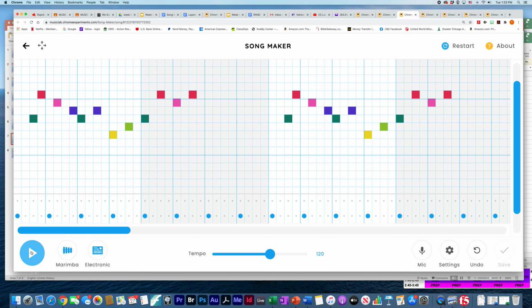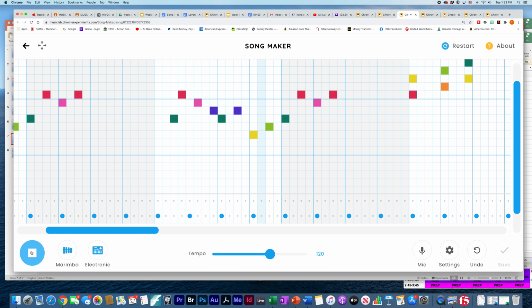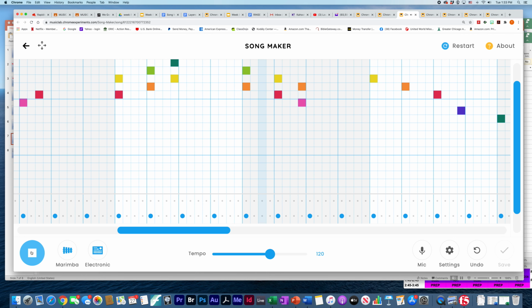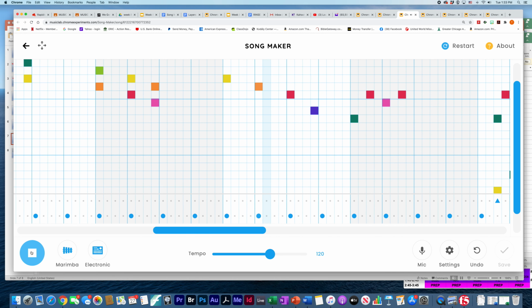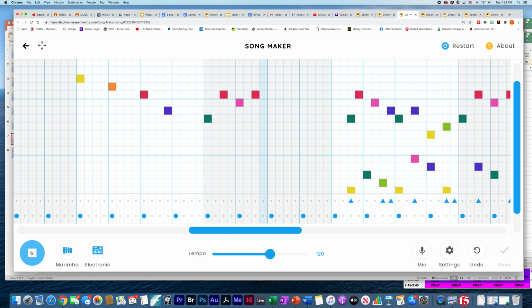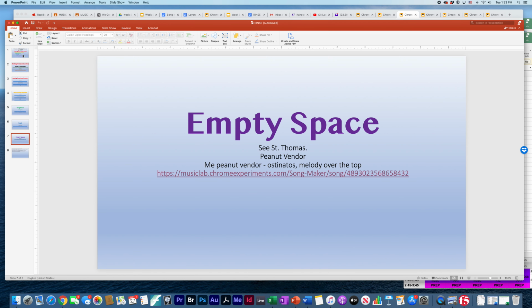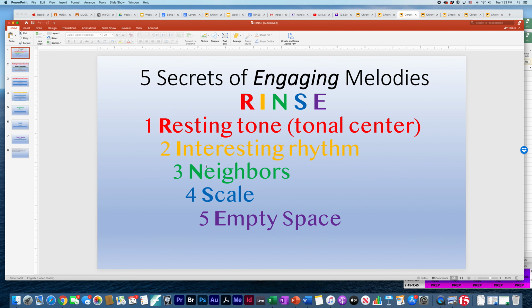Okay, let's listen to this once again in terms of the entire system, the rinse system. Okay, so there is another example of the entire system. All right, I think you are ready to begin writing and composing engaging melodies. Good luck.